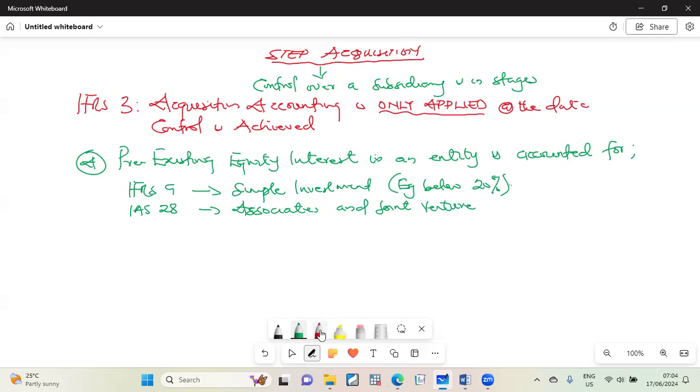Then, in the joint venture, don't forget, that is where you do as with an associate, that is where you do equity accounting. All right, so you can visit the video on associates to do equity accounting. Then lastly, you may have an IFRS 11 situation whereby you have a joint arrangement other than a joint venture.